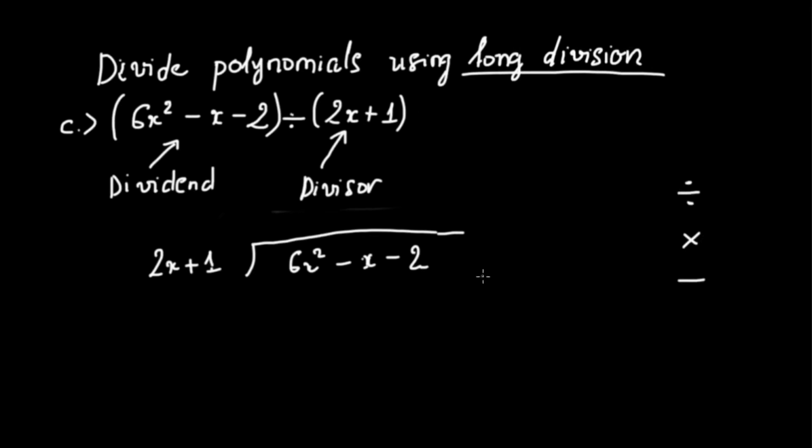What do I mean by that? First of all, you divide 6x squared by the first term of the divisor. 6x squared divided by 2x, we got 3x. That is the first step. The next step, you take the 3x right here, you multiply back to the divisor, and the result you write here. 3x times 2x, you got 6x squared, you put it here. And 3x times 1, you got plus 3x, you put it here. This is the second step.